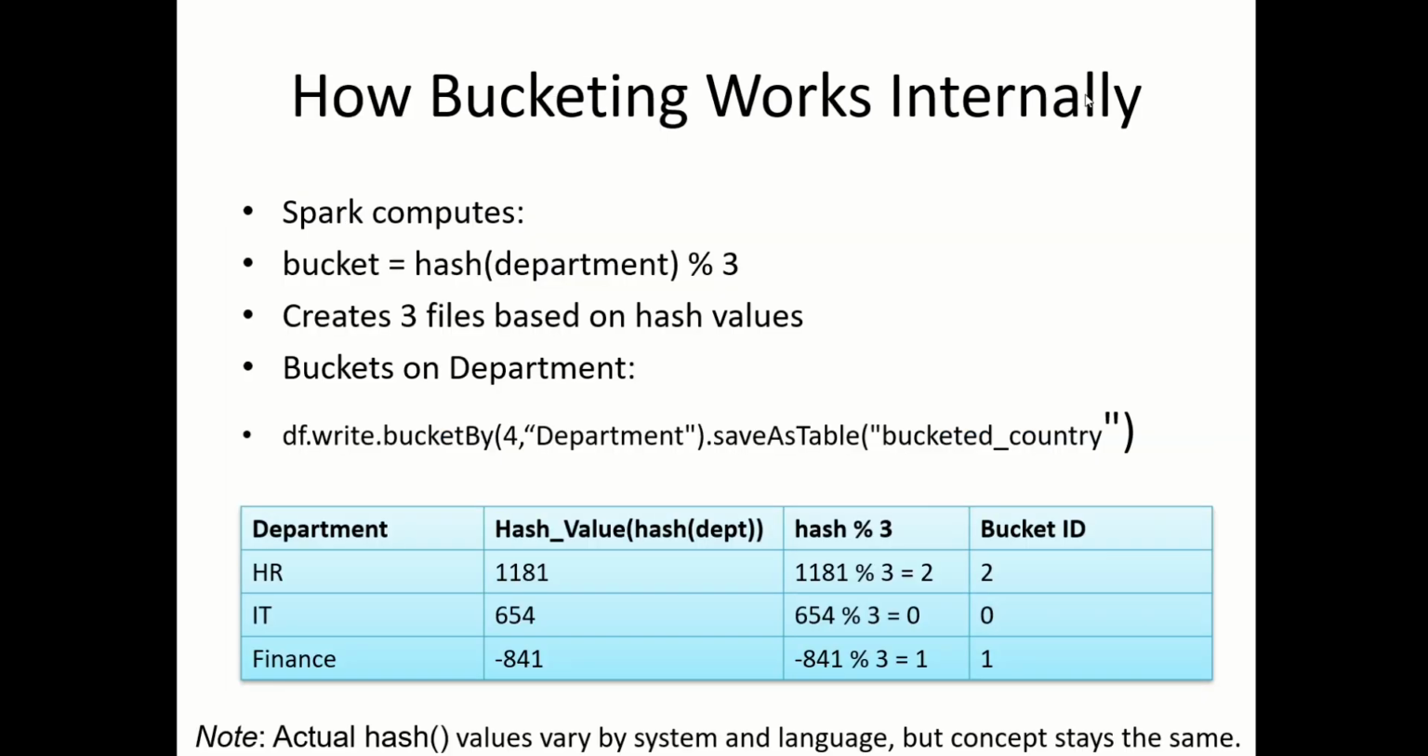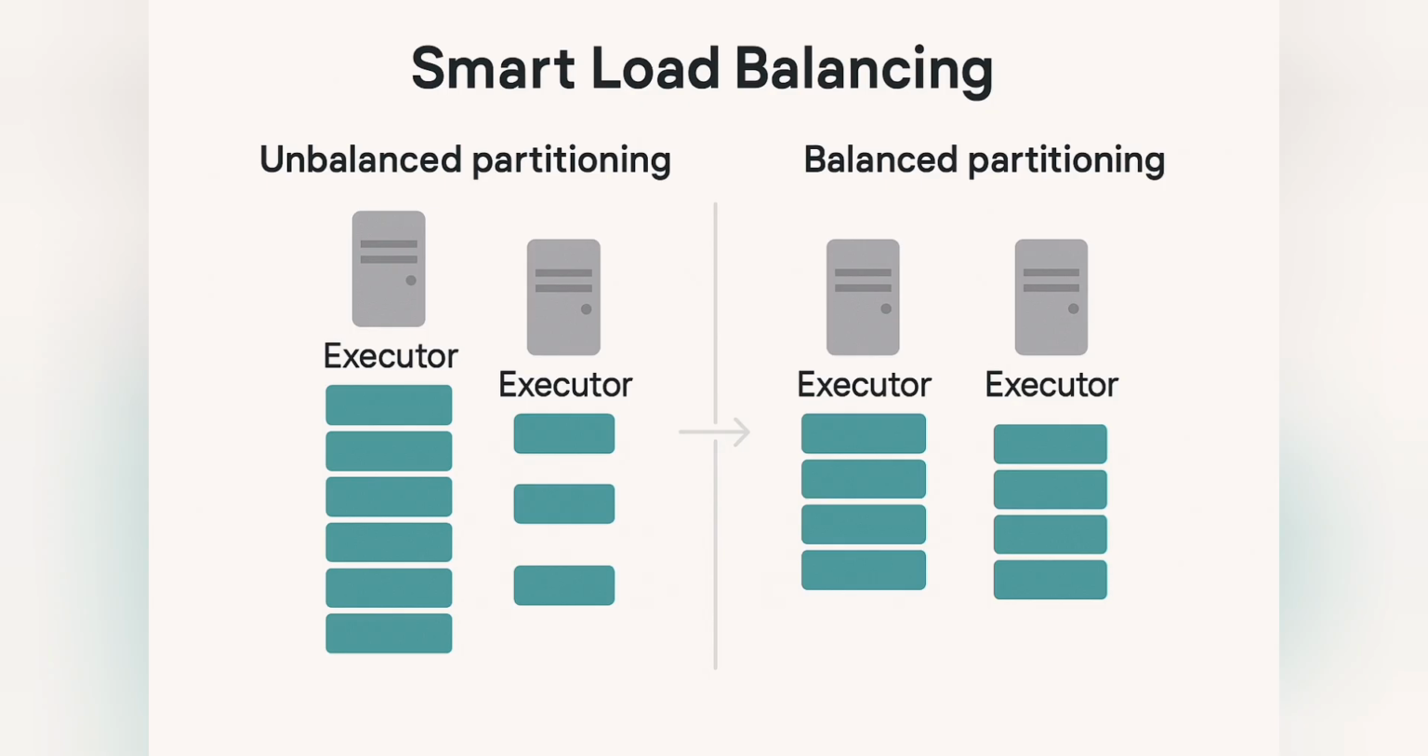So how does bucketing work internally? You will not do this, it will happen internally itself. Spark computes the bucket, I mean the number of buckets, which equals the hash of the department, and we'll come to that. Then remainder 3 creates three files based on the hash values, or you can say three partitions based on the hash values. Buckets on department.